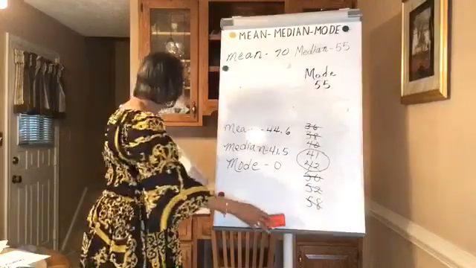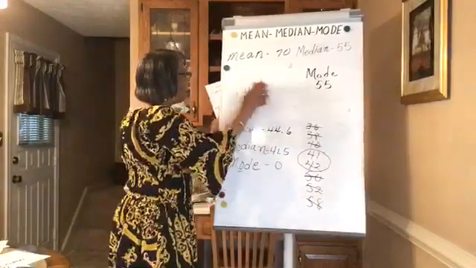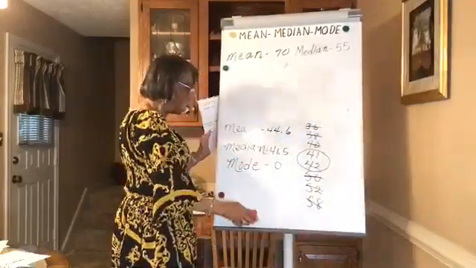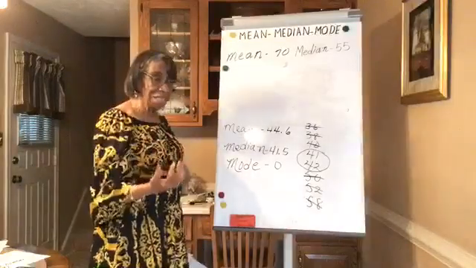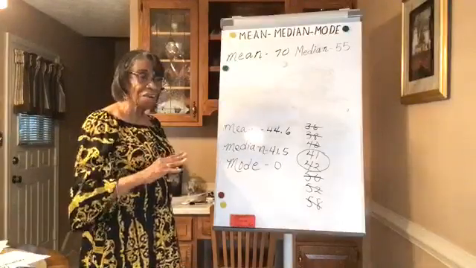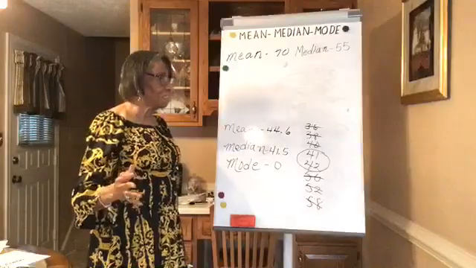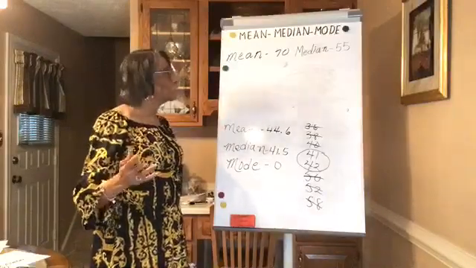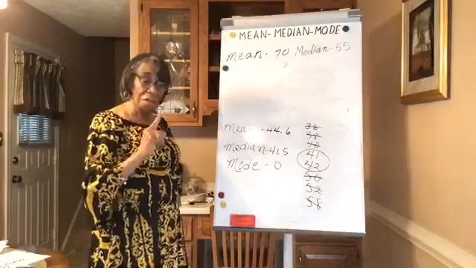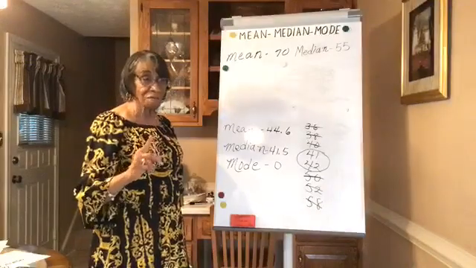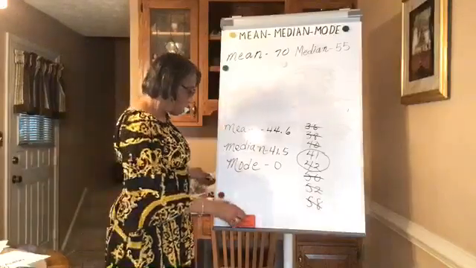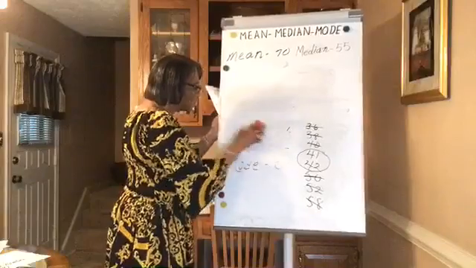All right, now for our last problem. And reviewing again, the mean is found by adding the numbers and dividing by the number of add-ins. The median is found by arranging the numbers from least to greatest and finding the number in the middle. The mode is looking at the data and finding the number that repeats the most. And sometimes no number repeats, so that means there's no mode. All right, this is our last problem for tonight.